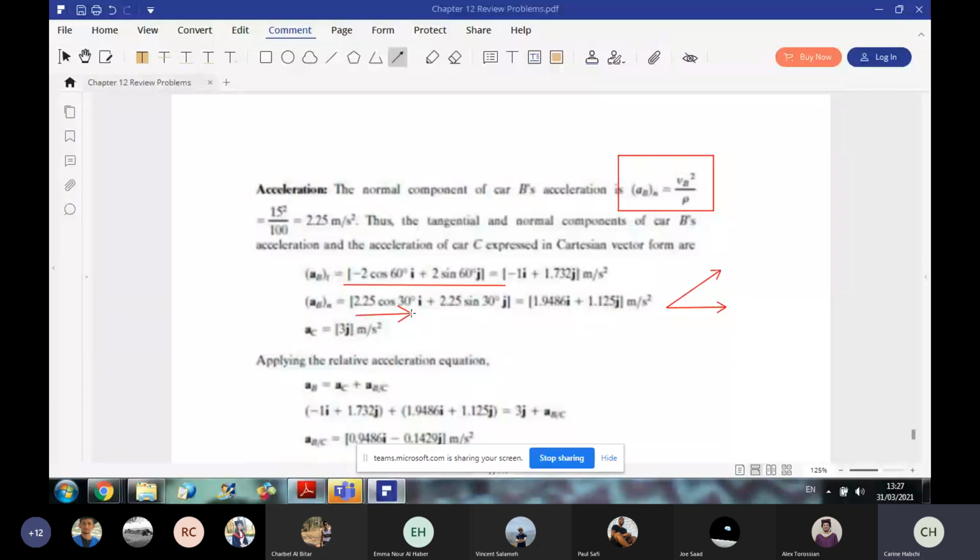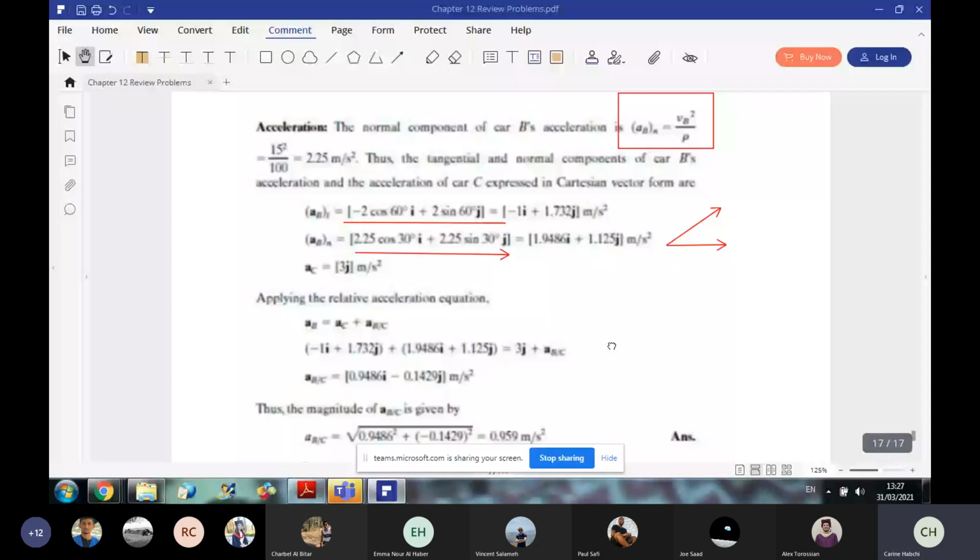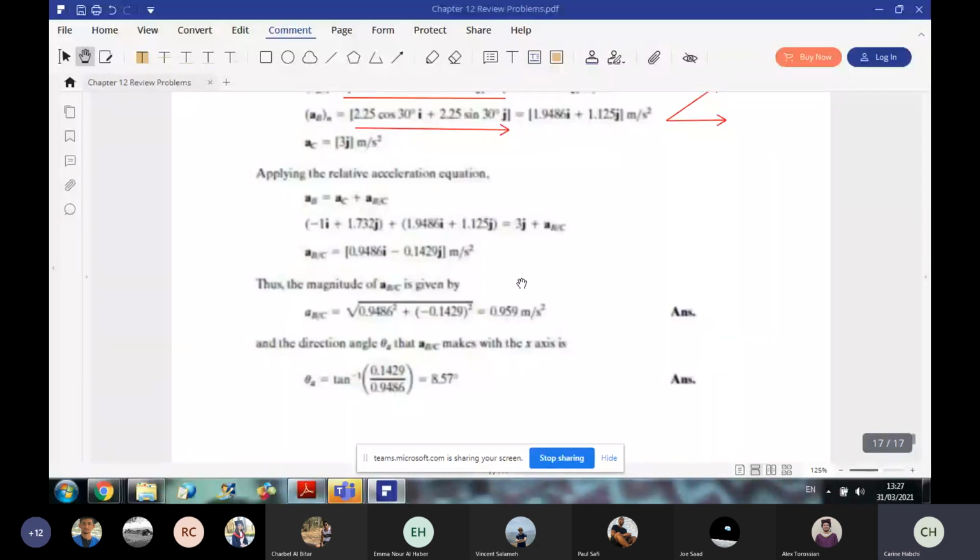And to decompose on i, I do magnitude of an cosine 30. So I have 2.25 cosine 30 along i and plus 2.25 sine 30 along j. Then I get the vector AB normal. And finally, once I have AB tangential and AB normal, I add both to get the total acceleration of point B. And now I will be ready to calculate the relative acceleration of B with respect to C by doing AB minus AC. Okay, so this was the last problem for review on chapter 12.